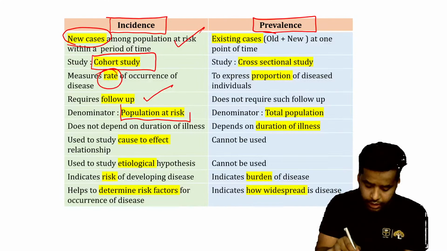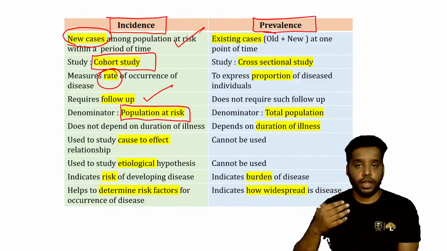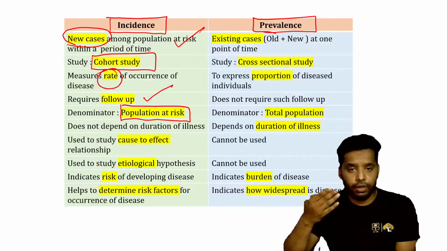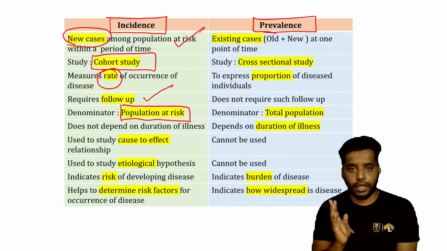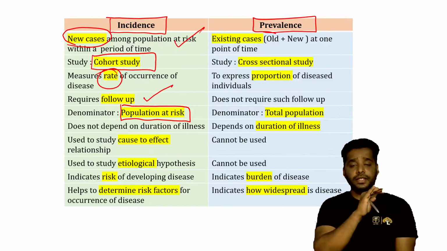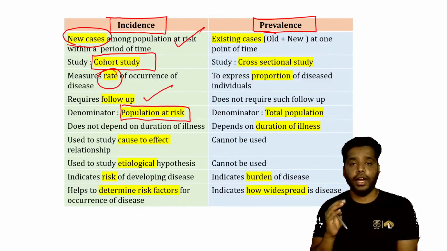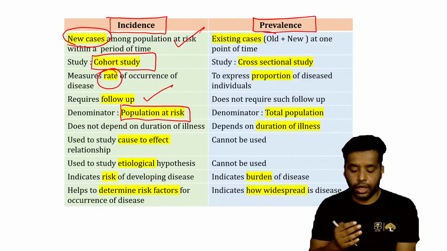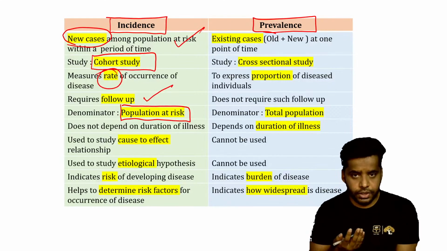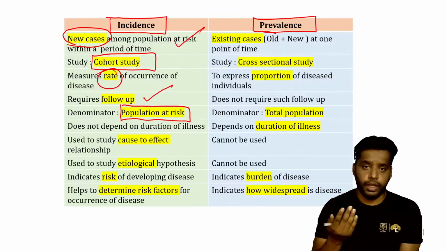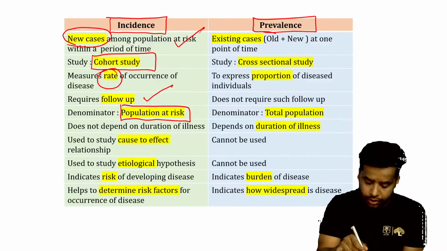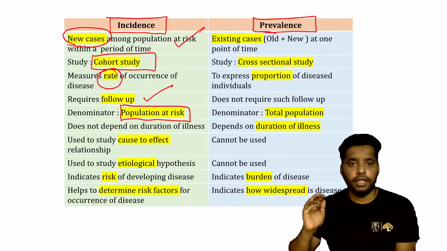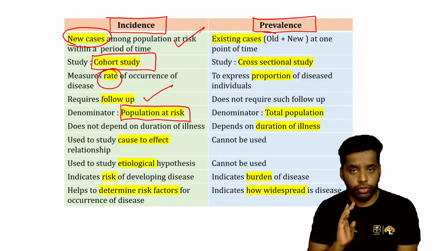Denominator is population at risk. Means if I want to check how many will develop hypertension, I have to take only those at risk of developing hypertension. Already having hypertension will be excluded. Baseline screening will be done. Already having hypertension will be excluded from the study. Only those who are at risk of developing hypertension in the future, means they are not having hypertension, will be included under the study. Does it depend on the duration of illness? No, incidence will not depend on duration of illness. Prevalence later I will tell, that depends on duration of illness.